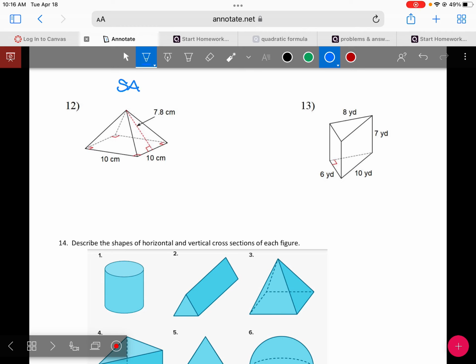What is that figure? It's a triangular prism. It is not a triangular prism. It's a rectangular prism. It is not a rectangular prism either. It's a pyramid. It is a pyramid because it comes to a single point. And what is the shape of its base? Square. So it is a square pyramid.